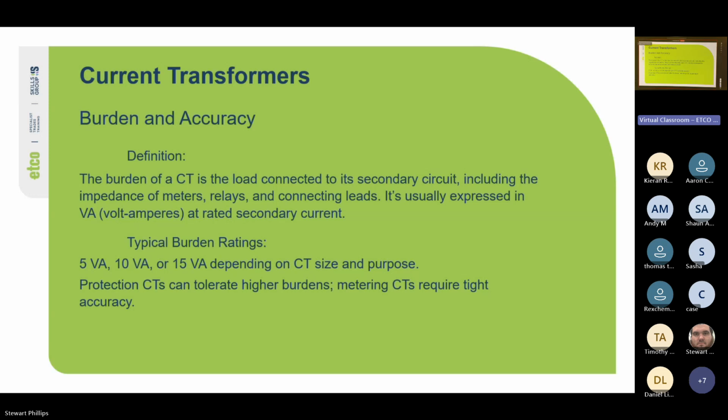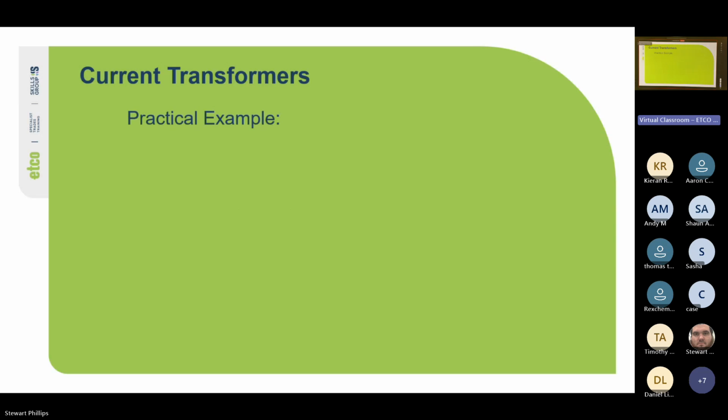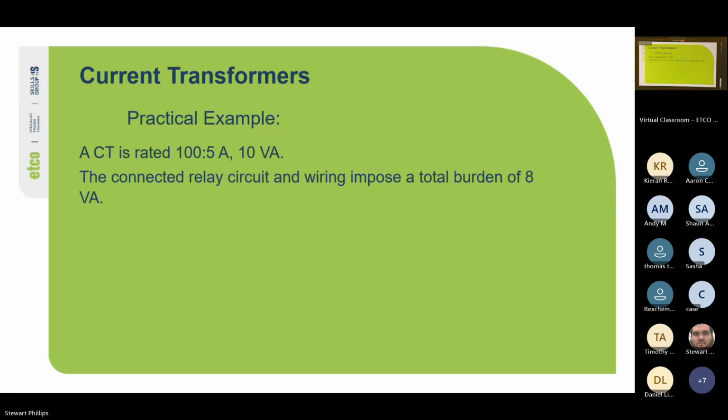You can also think about burden as your impedance. That's the total impedance of the measuring circuit. Cool. So let's have a look at a practical example. A CT is rated at 100 to 5 amps at 10 VA. The connected relay and circuit wiring imposes a total burden of 8 VA. This is acceptable. Accuracy will be maintained.